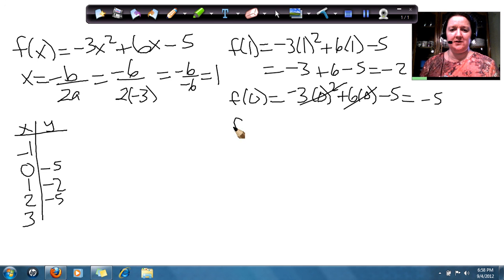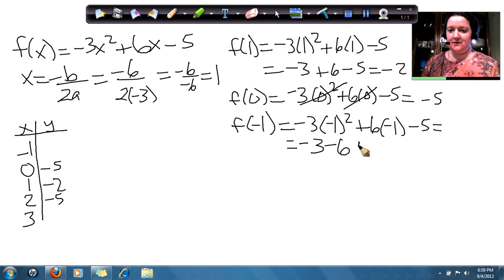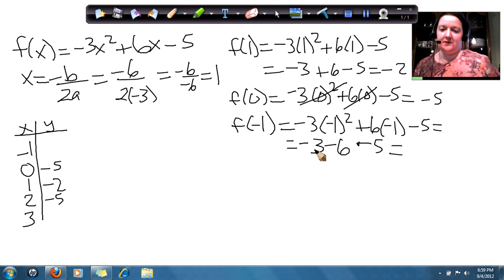Now we're going to plug in f of negative 1. If I get negative 3 times negative 1 squared, plus 6 times negative 1 minus 5. So here I'm going to get 1, 1 times a negative 3 would give me negative 3 minus 6 minus 5. So all of these are negative, so that's going to give me 9, 14, negative 14.